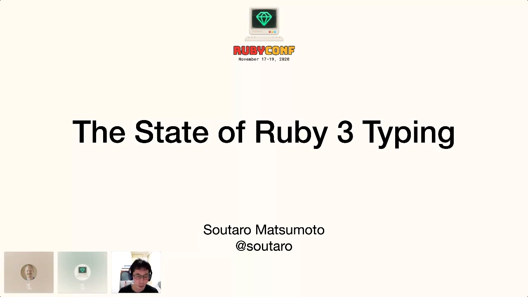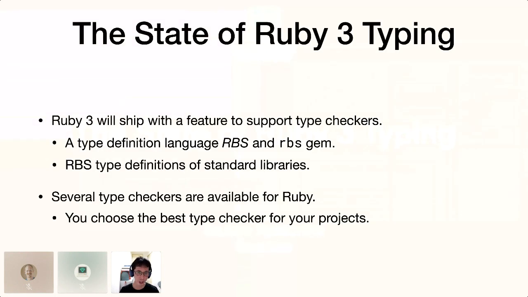So today, I will be talking about the state of Ruby 3 typing, what will be happening in Ruby 3 about typing. This is a really short summary of Ruby 3 and typing. Ruby 3 will ship with a feature to support type checkers. It includes a type definition language called RBS and a library called the RBS gem. It also includes type definitions in RBS of the standard libraries, including built-ins like String or Array, Set, Pathname, like that.